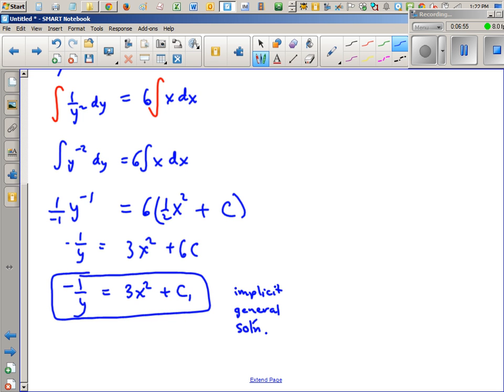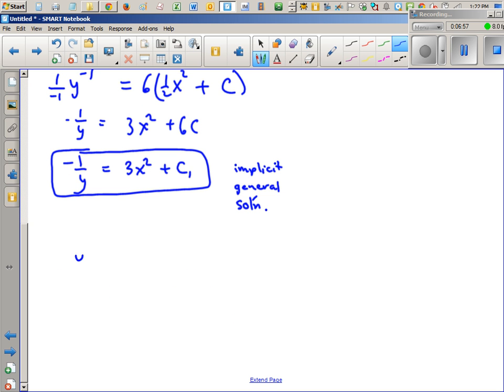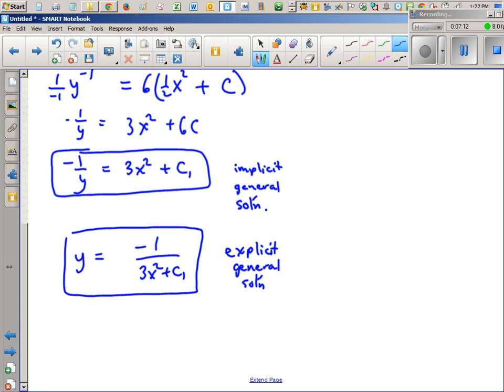Now, if you solve for y, you get this. This is an explicit general solution. Why is it explicit? Because y is explicitly known. It is plain and clear what y is. Explicit means clear and obvious. Right? It's clearly stated, openly stated. So this is implicit general solution, this is explicit general solution.